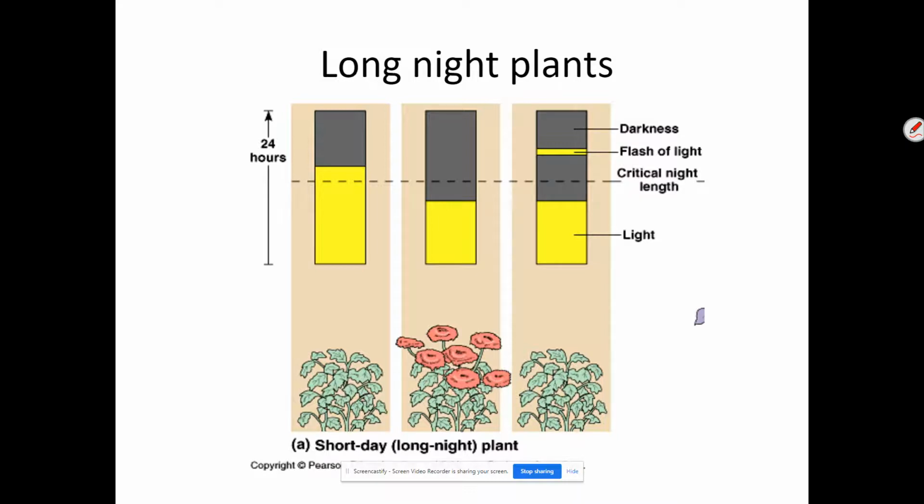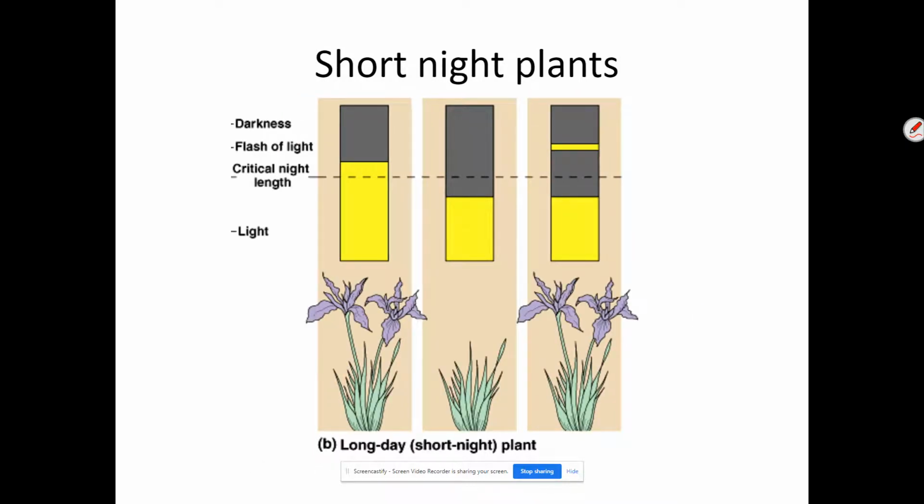And notice on the far left, they kind of trick the plant into flowering or not flowering by flashing light in the middle of those long nights. And so plants will recognize that and will act accordingly. And so if you have long night flowers, then it would stand to reason that you would also have short night flowers.